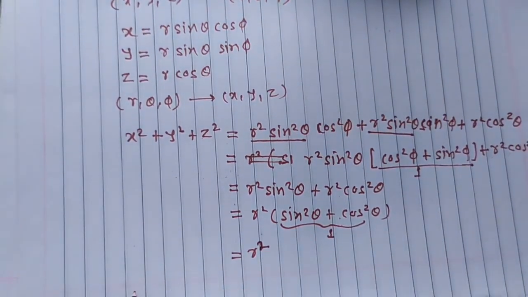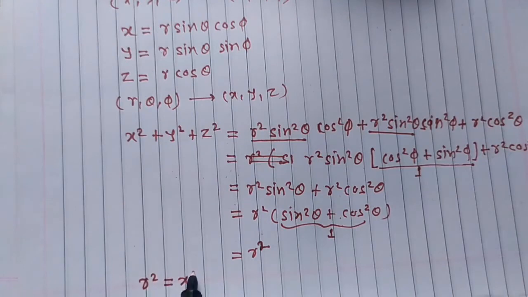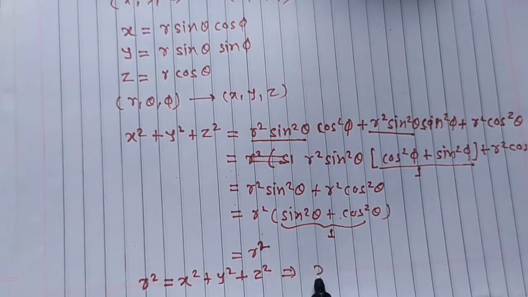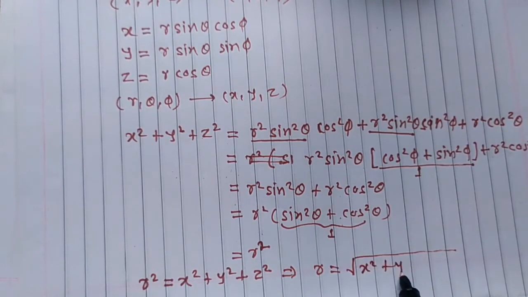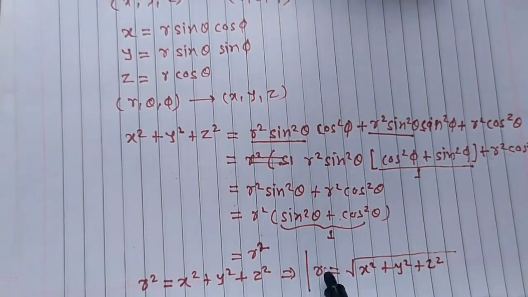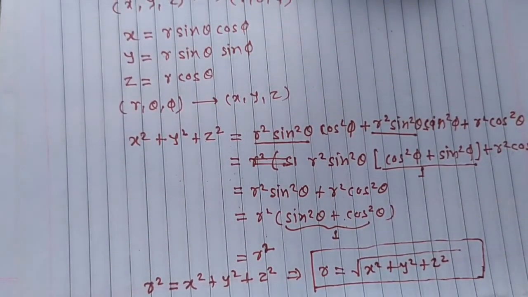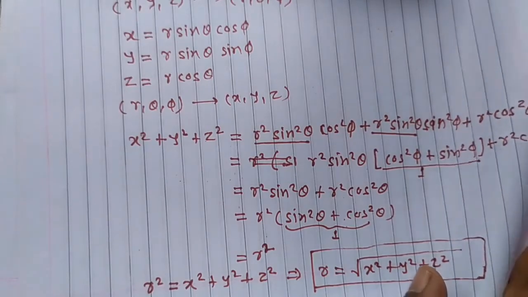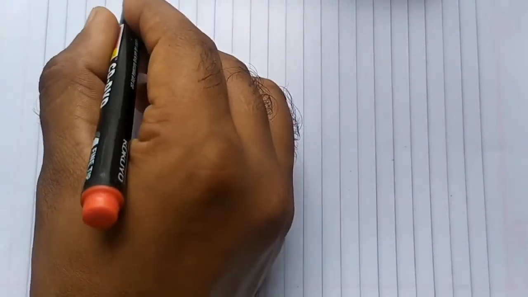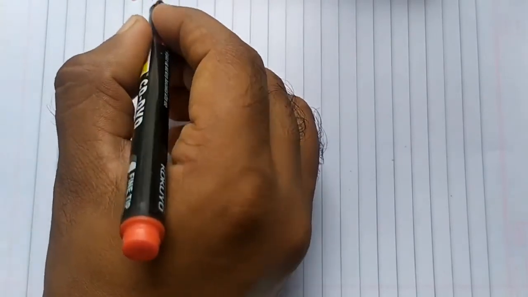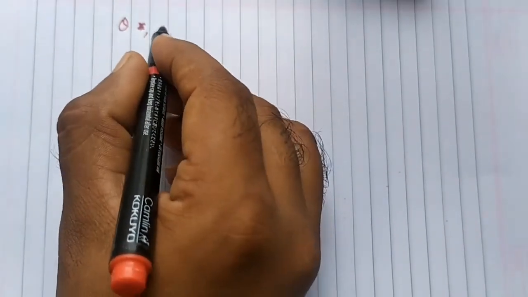So what I write from this is that r square is equal to x square plus y square plus z square, which implies r is equal to root of x square plus y square plus z square. So I have obtained the value of r in terms of x, y, z coordinates. Now we will similarly work out the theta coordinate and the phi coordinate.